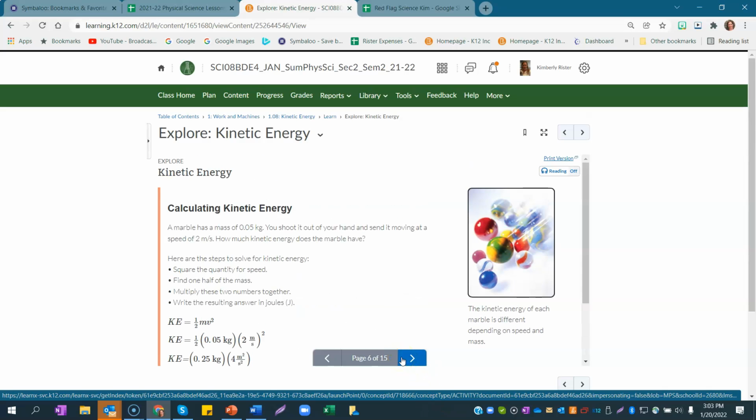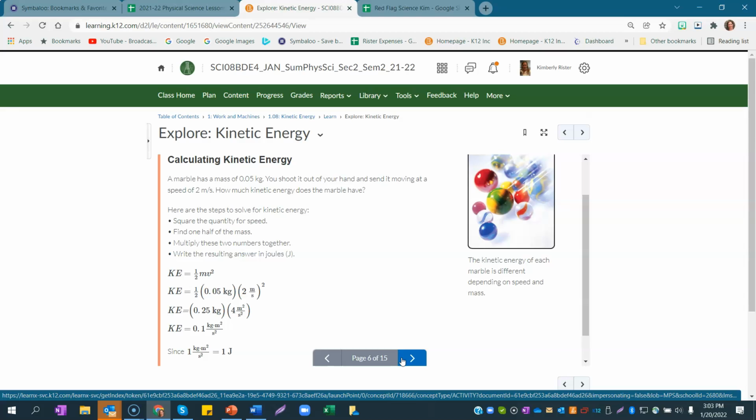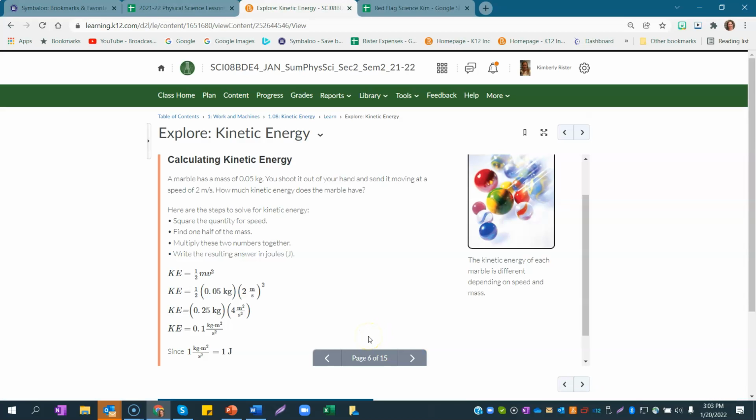So to calculate, let's put this problem in your notes. A marble has a mass of 0.05 kilograms. You shoot it out of your hand and send it moving at a speed of 2 meters per second. How much kinetic energy does the marble have? Here are the steps to solve for kinetic energy. First, you're going to square the quantity for speed. You only square this number. You don't multiply the 2 and square it. So you're only squaring the quantity for speed.